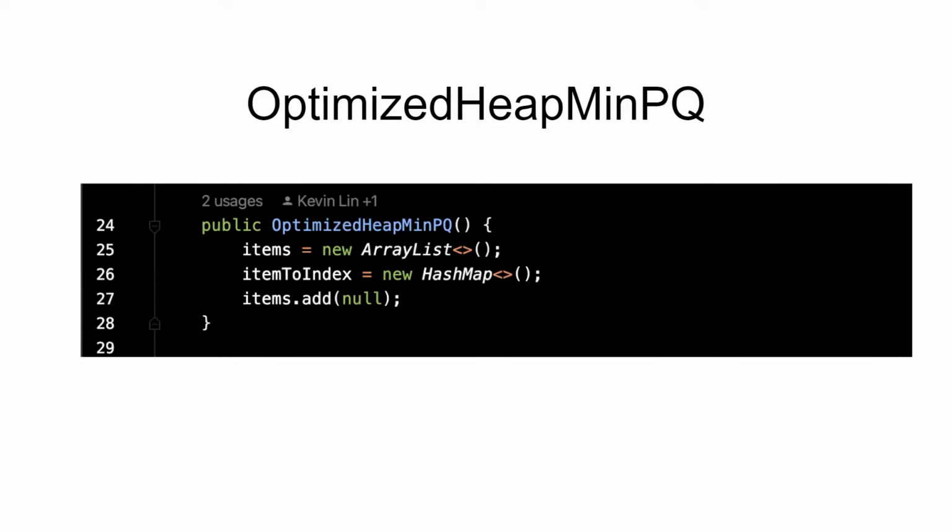And for the optimized heap min PQ, we really like the idea that we have this enhanced heap priority queue, which is supported by a hash map, and that's going to associate each item with its heap index, which is going to speed up both the contains and change priority methods.